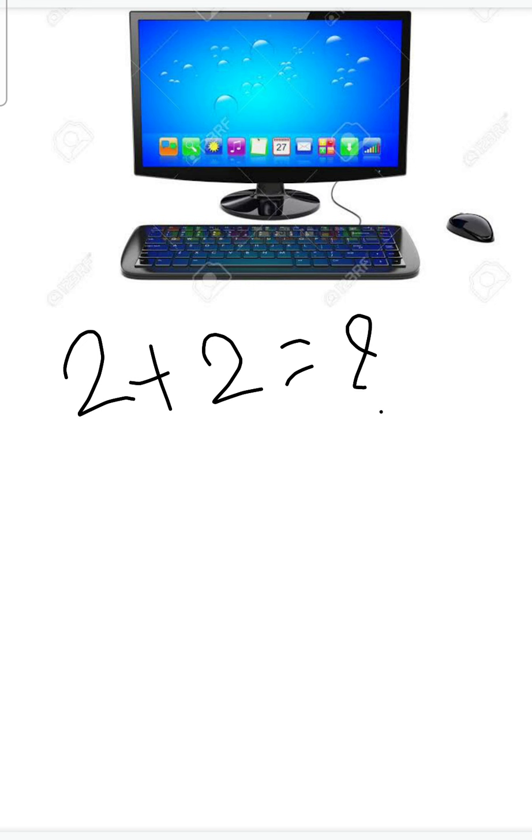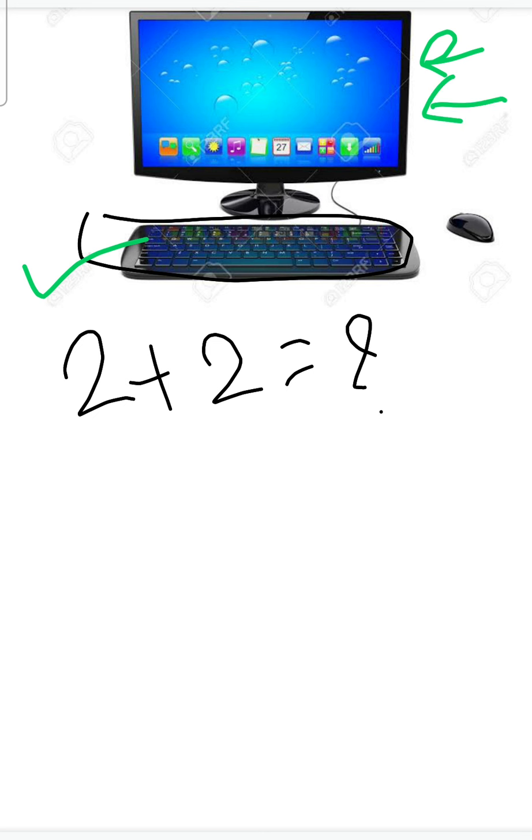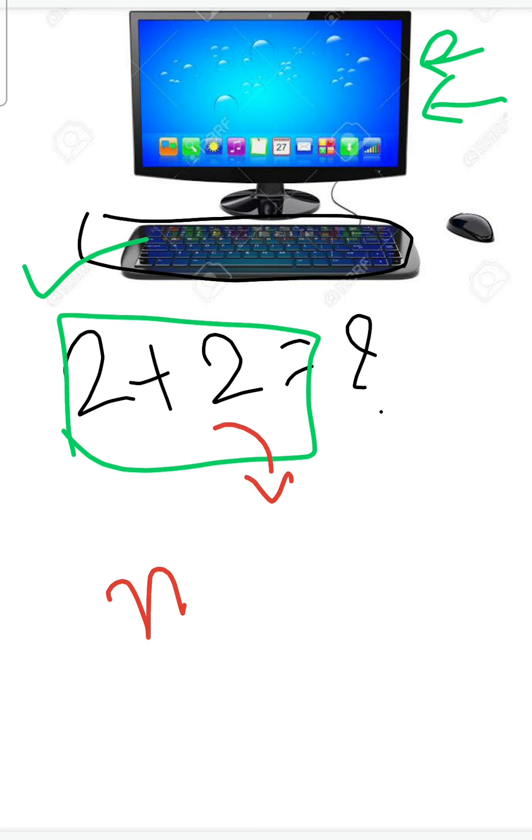Okay, so suppose this is your computer and you have to write some information here, that is 2 plus 2, and you want the result of it. So this is our question and you have to input it. How can you input this information? By the keyboard. This is our keyboard by which you can input your information into this computer. Then after it, the computer has to write it. So where does the computer write the information we give? That information is written in the memory.